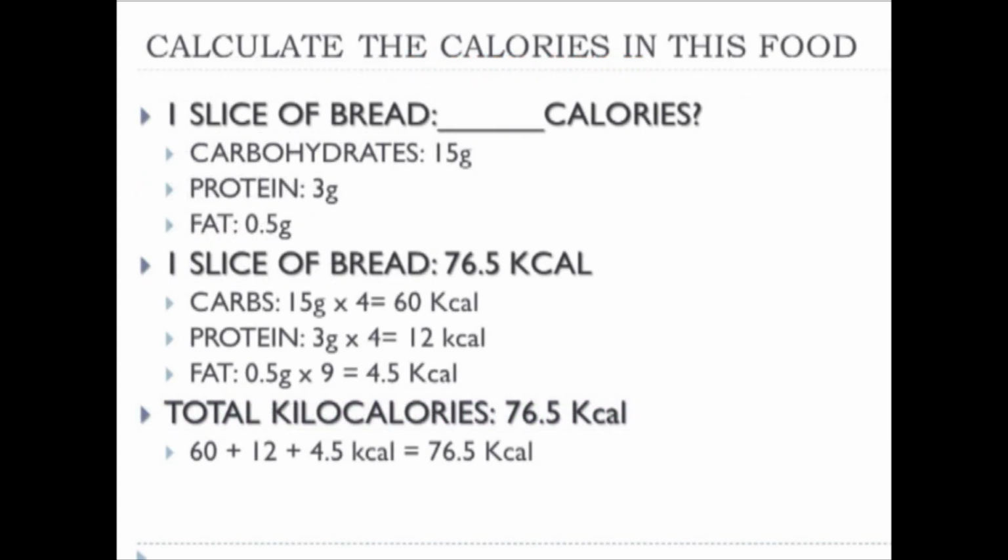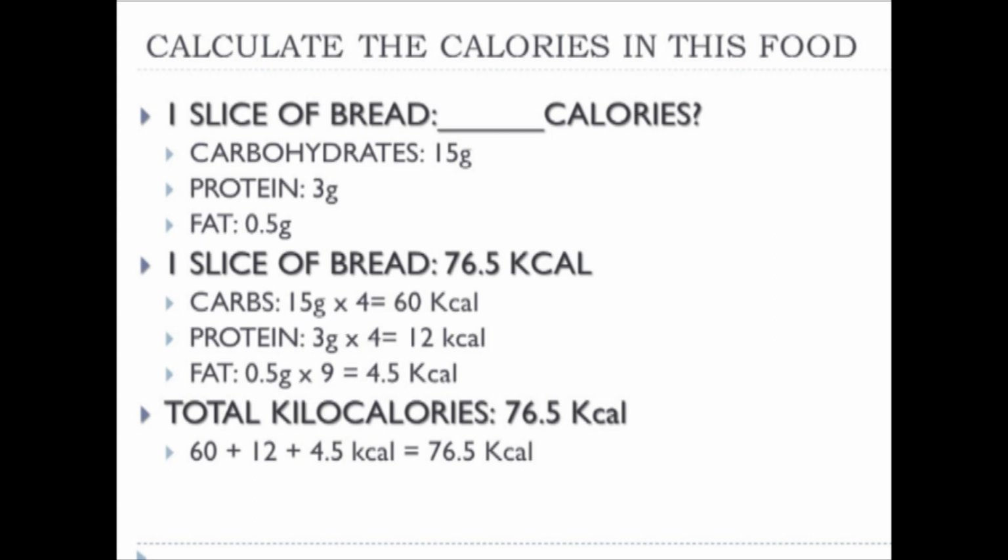So here are some calculations that we can do with this information. For example, if a patient has had a slice of bread, you want to derive how many calories are coming from that. The carbohydrates in the slice of bread is 15 grams. The amount of protein in that slice of bread is 3 grams, and the amount of fat is 0.5. So we can say in all that one slice of bread contains 76.5 calories.